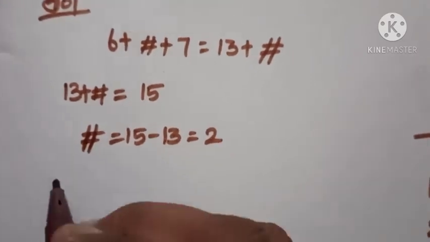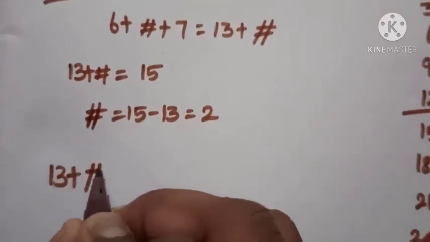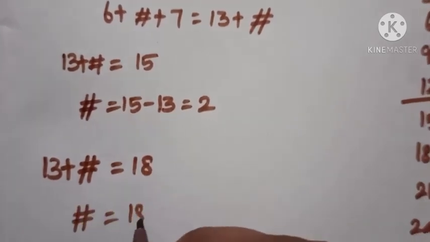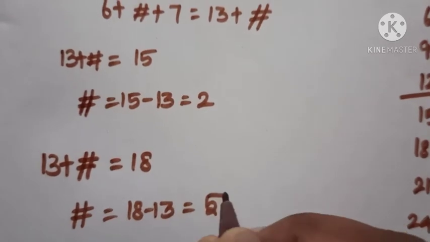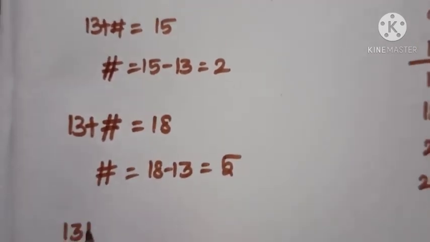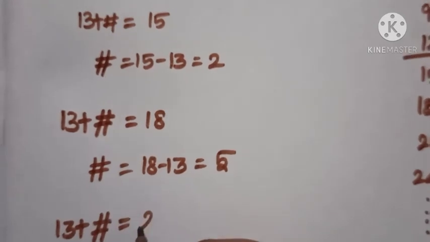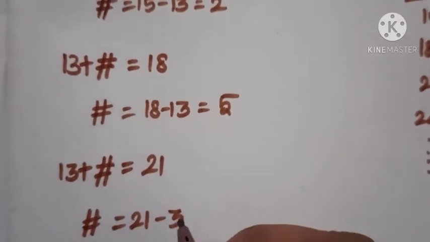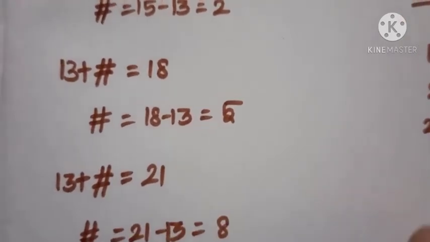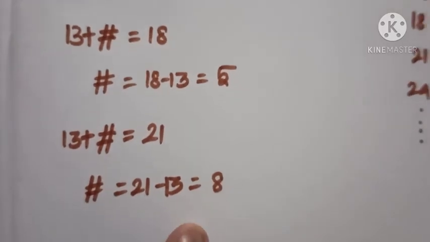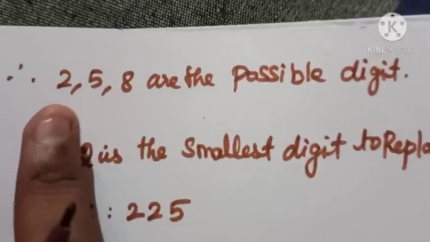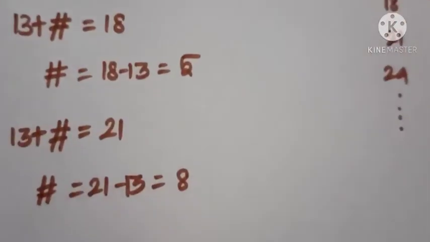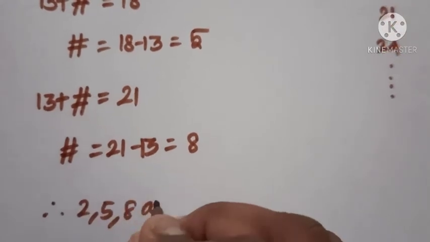Okay, and next, 13 plus ash is equal to 18. So what we need to take is 18 minus 13, which is 5. The same way, 13 plus ash is equal to 21, so ash is 21 minus 13, which is 8. And the next one becomes 11. You can see that in the first question also the possible values are 2, 5, 8, and in the second question also the possible values are 2, 5, 8. Therefore 2, 5, 8 are the possible digits.